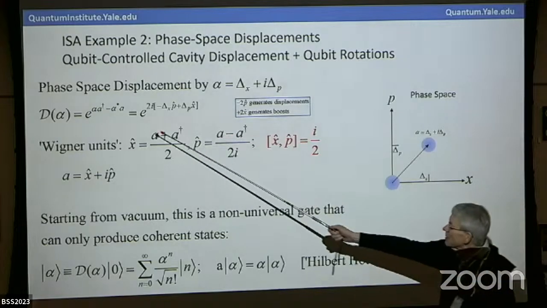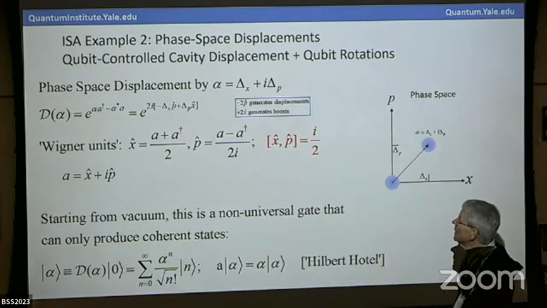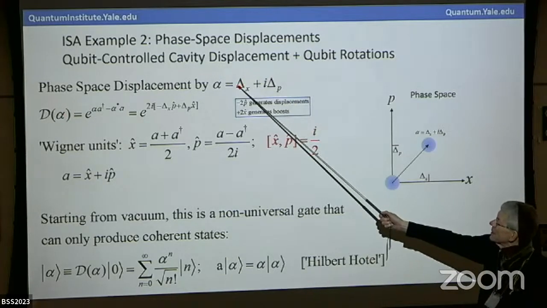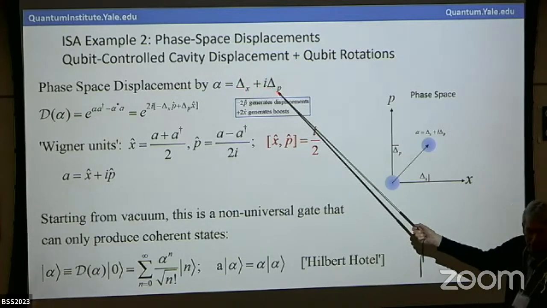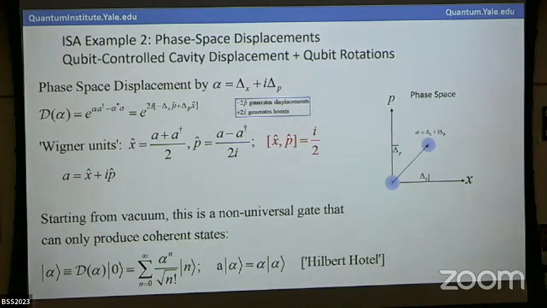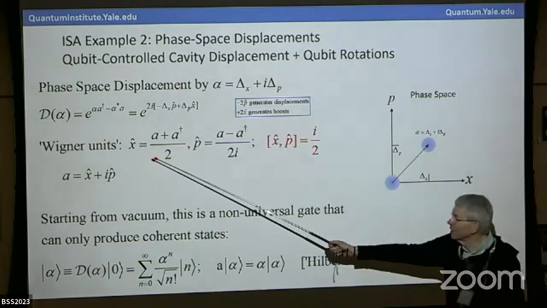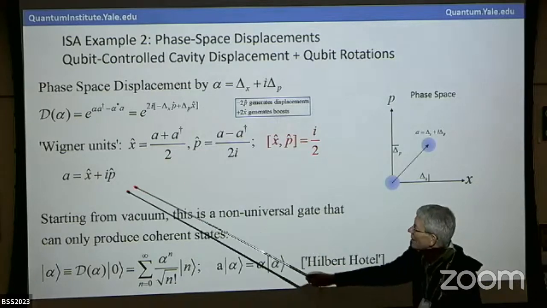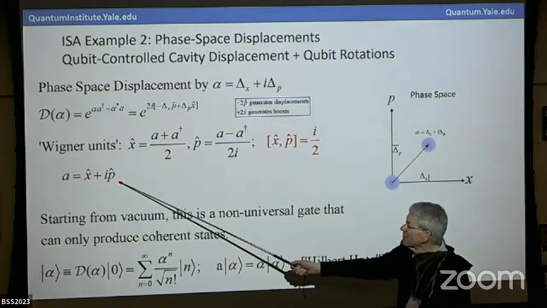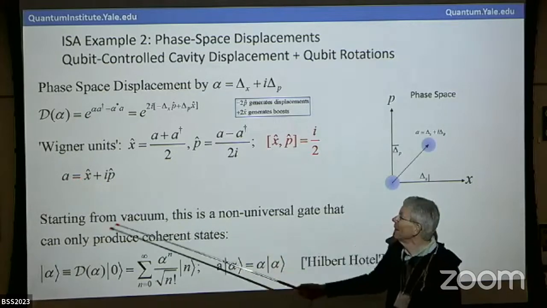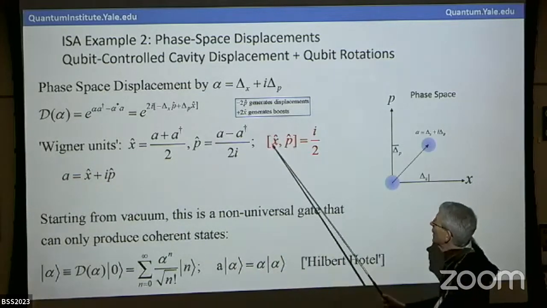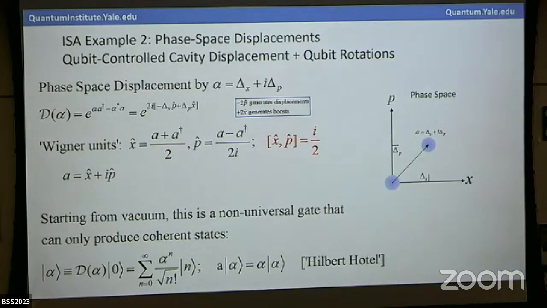This is the displacement operator labeled by a complex amplitude that represents how much of the displacement is in position and how much of it is a momentum boost. So we're going to use a lot of pictures of phase space of the oscillator. And I'm going to use some funny units that we call Wigner units, in which the mode operator is x plus iP without the 1/√2. And so the commutator of x and p is going to be i/2, but it's just a minor detail, okay?